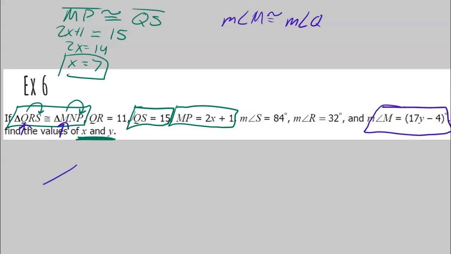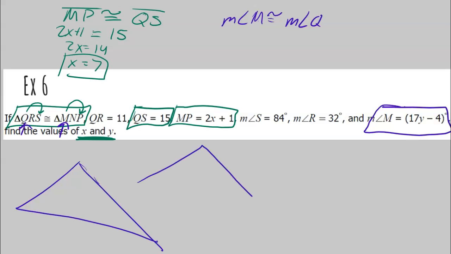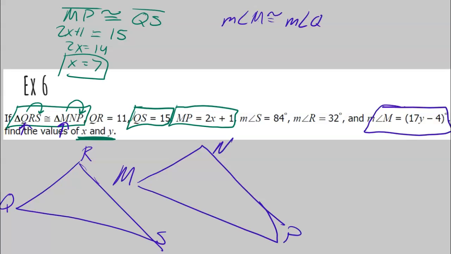What is going to help me out is if I draw any random triangle, then redraw another triangle and label them. I'm going to make mine a little bit bigger. Okay, funky triangles, but that's okay. So we have Q, R, S, and we also have M, N, P. Make sure they're going in the same direction. So we have the first letter to the second letter to the third letter, same thing on your second triangle, otherwise your angles will be off.